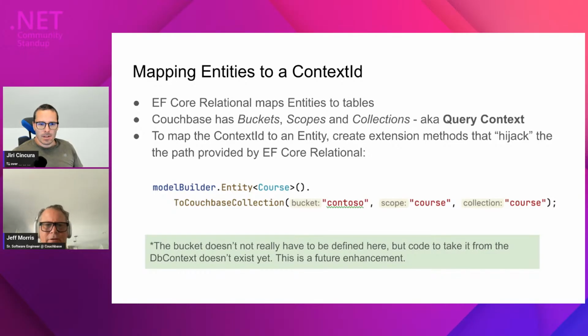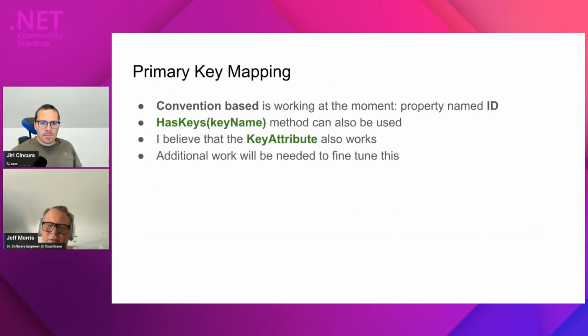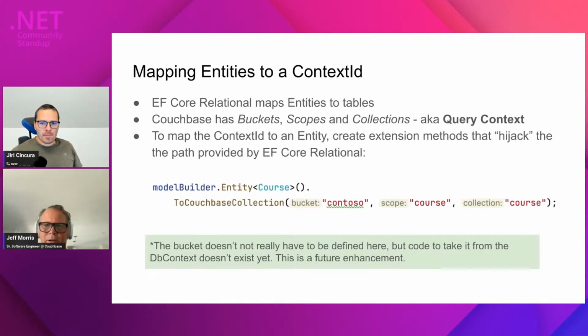Actually, I do mention right here that, yes, it's a future enhancement. Well, that is in there now. Anyways, that is how you map a POCO called course to the bucket Contoso, a scope called course, and a collection called course. And by the way, once you define your bucket name, you can use any name you want for your scope and collection.